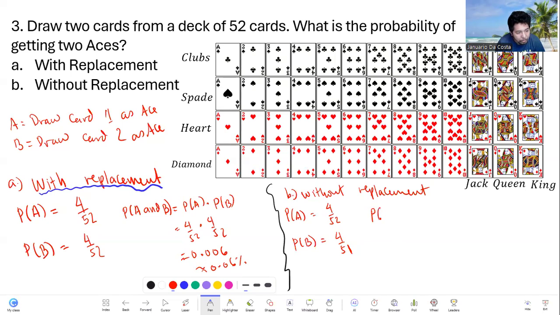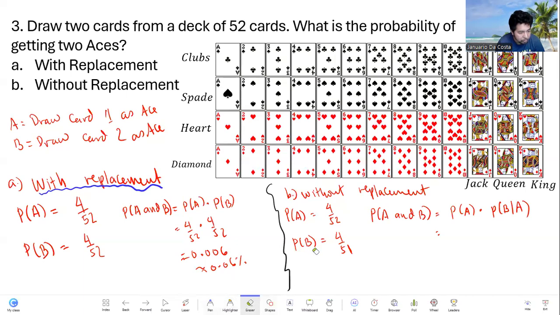So you have the probability of A and B equals the probability of A dot the probability of B, given that A has already been selected. So let me just rewrite this. So P of B given A has already been selected. So you have 4/52 times 4/51.